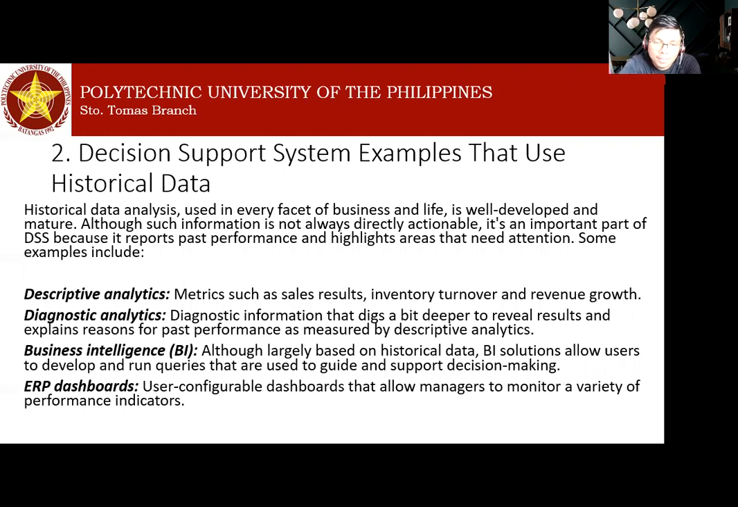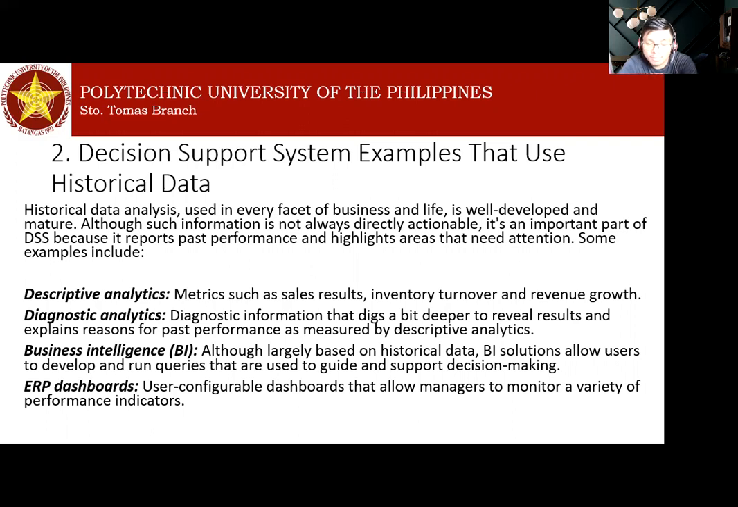So some examples are descriptive analytics, wherein the metrics are such as sales results, inventory turnover, and revenue growth. In terms of diagnostic analytics, it digs a bit deeper to reveal results and explain reasons for past performances as measured by descriptive analytics. In terms of business intelligence, although largely based on historical data, business intelligence solutions allow users to develop and run queries that are used to guide and support decision making.